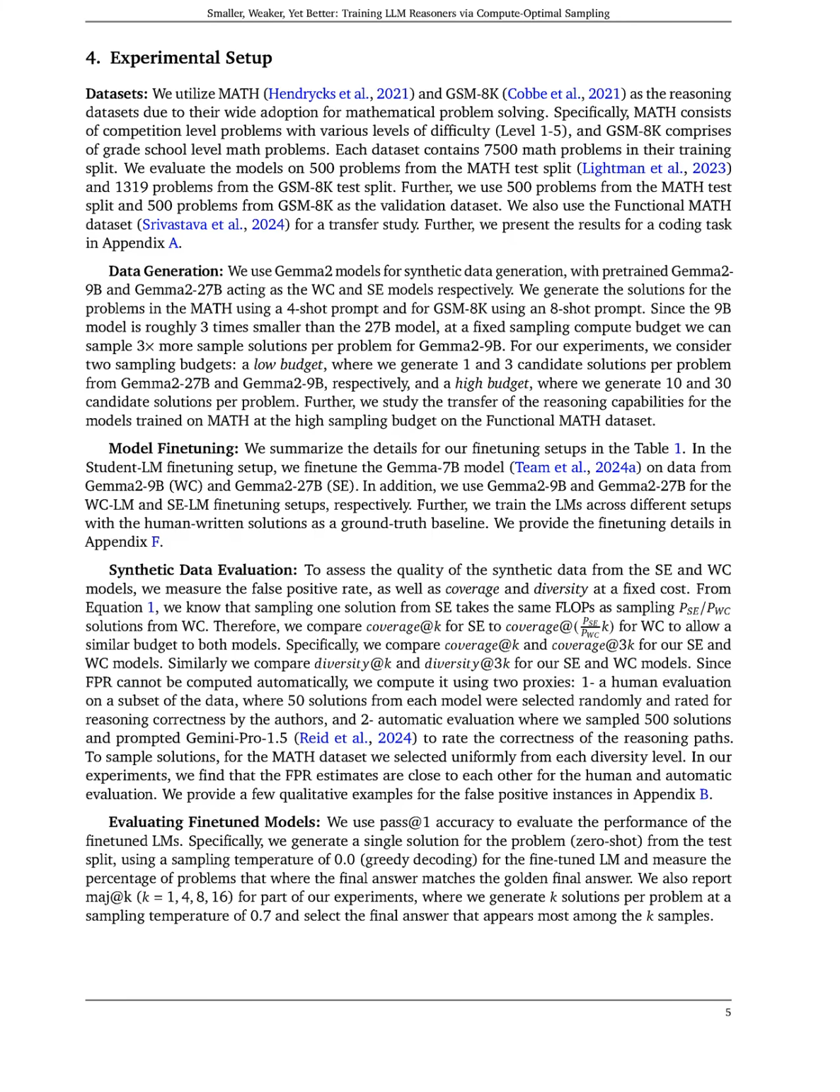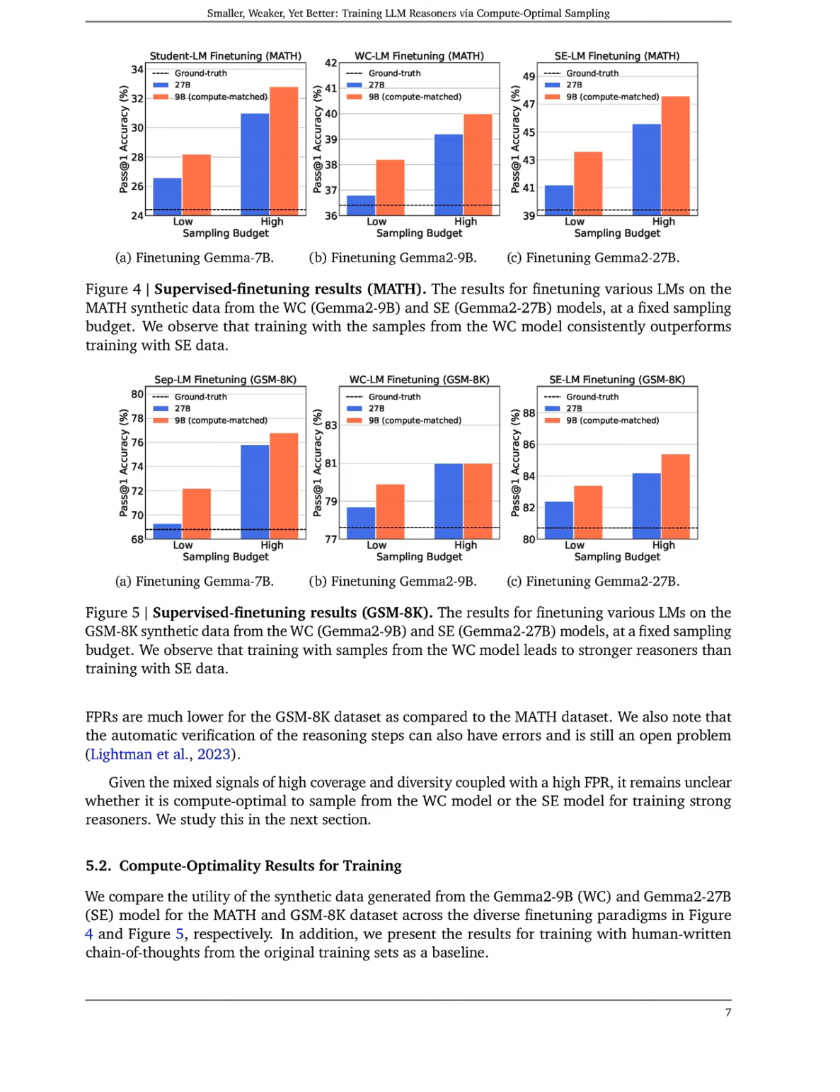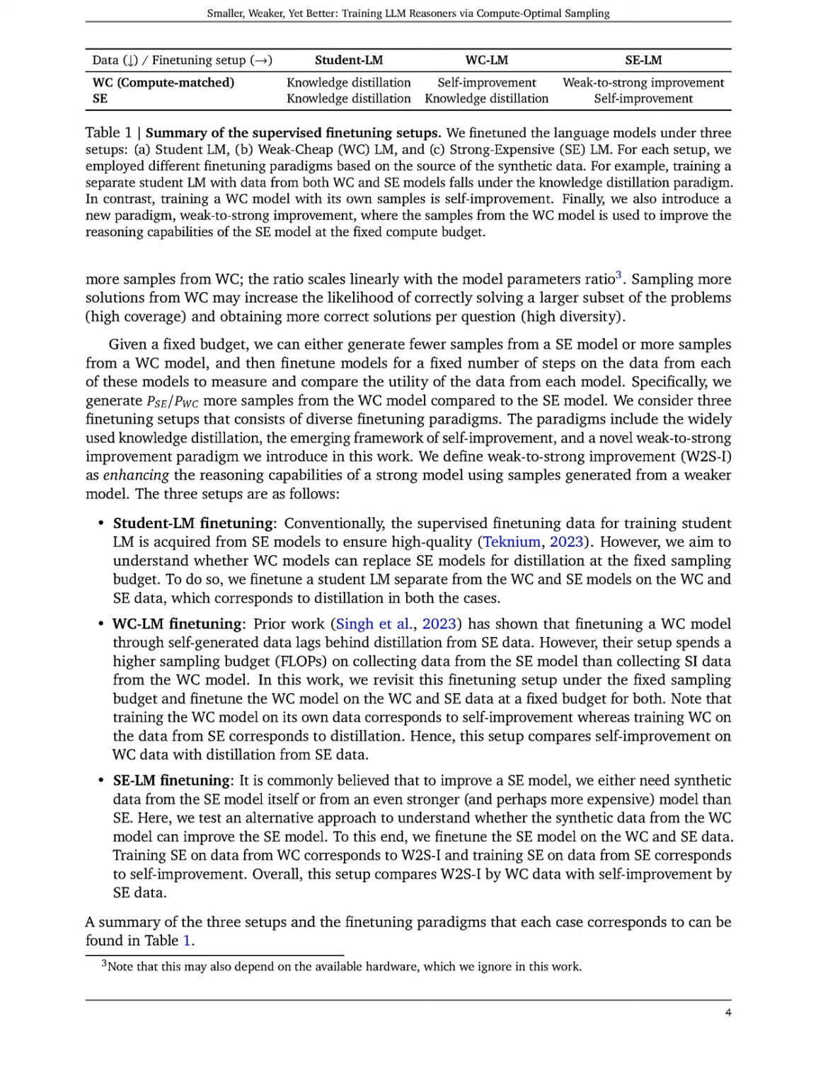To validate the effectiveness of our proposed method, we conducted experiments using two reasoning datasets, Math and GSM-8K, each containing 7,500 training problems. We generated synthetic data using the Gemma 2 models, specifically employing Gemma 2-9b as the weaker model, WC, and Gemma 2-27b as the stronger model, SE. Our experimental design involved three fine-tuning paradigms: Student LM fine-tuning, WC LM fine-tuning, and SE LM fine-tuning, where we compared the performance of models trained on data from both WC and SE models.